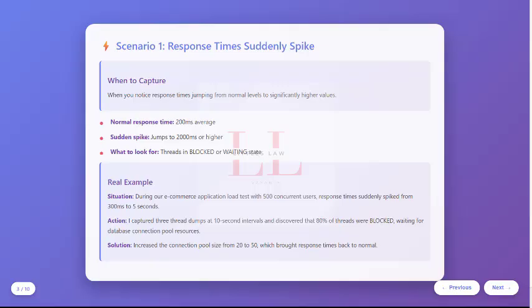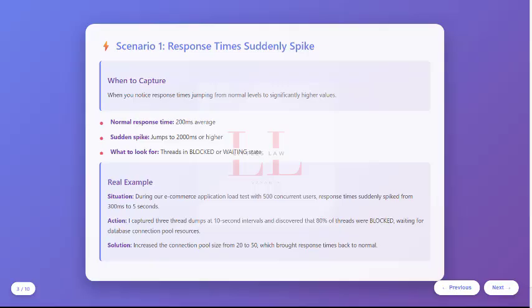Now let me give you a real example from a project I worked on. We were load testing an e-commerce application with 500 concurrent users. Everything was running fine. Response times were around 300 milliseconds. Then suddenly they spiked to 5 seconds. I immediately captured three thread dumps at 10-second intervals. So what did I find?